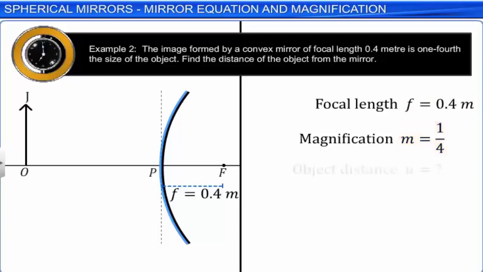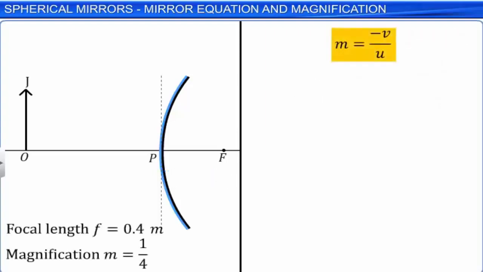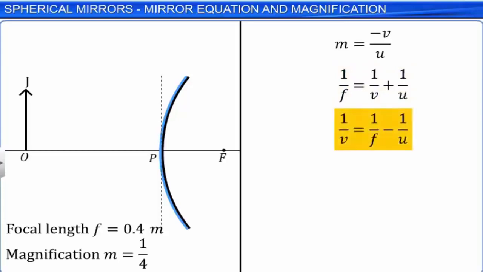F is positive because we are dealing with a convex mirror. Since a convex mirror always forms an erect image, m is taken as positive. We know that m is equal to minus v by u. According to the mirror formula, 1 by f is equal to 1 by v plus 1 by u. This can be written as 1 by v is equal to 1 by f minus 1 by u. Or 1 by v is equal to u minus f by uf.